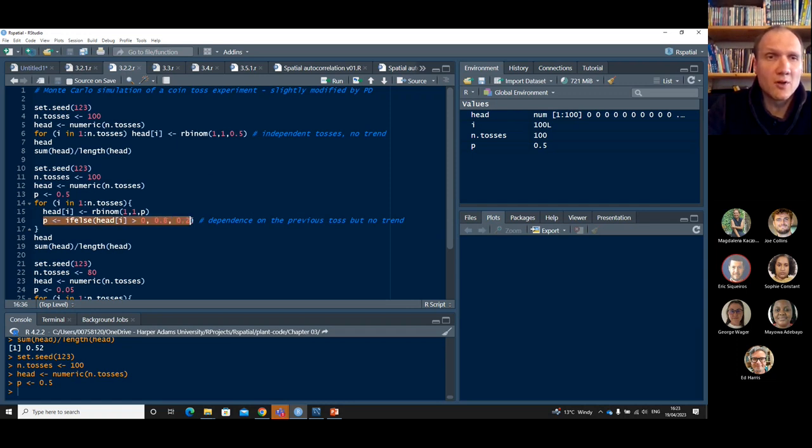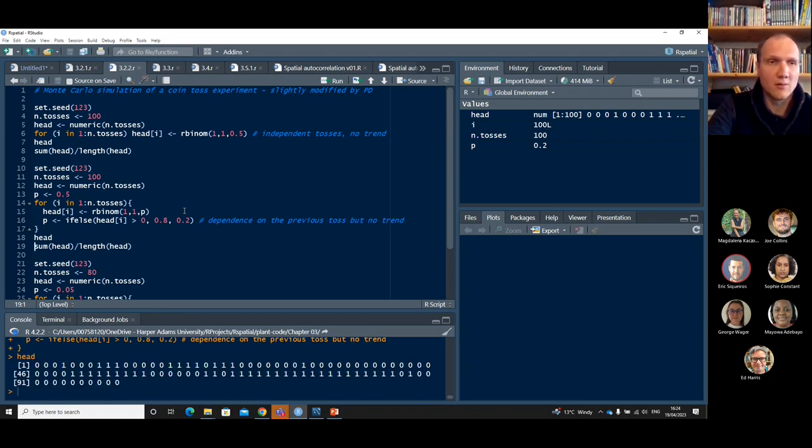This time, the result of a coin toss depends on the previous one. This if else statement says that if in toss number i the result was larger than zero, so effectively it was one, then the probability of the next head will be 0.8. And if there was a tails, the probability of head will be 0.2. So it's like a stickiness in the data. If there was a head, the next one will more likely be head. Let's run it. Okay, and it's perhaps difficult to observe in this data, but basically the heads have a tendency to stick together and tails have a tendency to stick together.